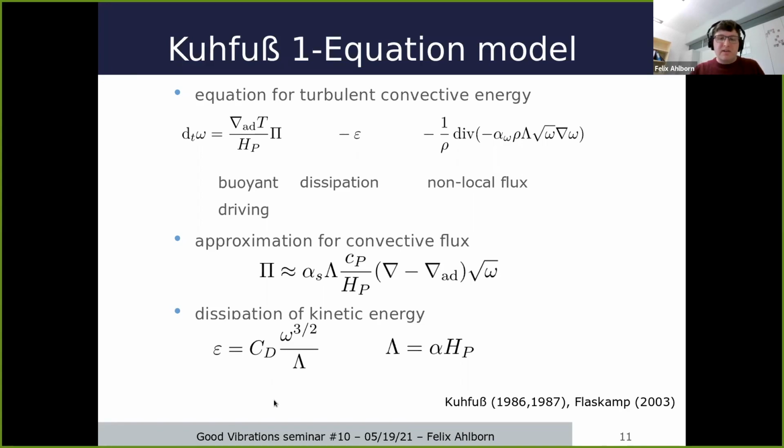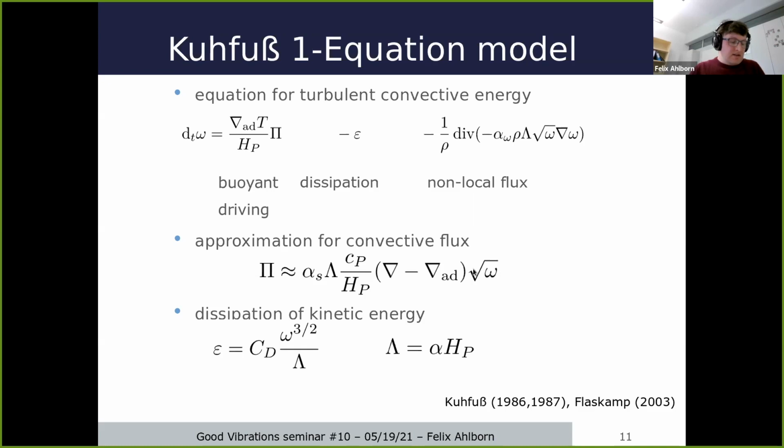And I will discuss the terms now in a bit more detail. First of all, on the left-hand side there is the time derivative of the convective energy, which accounts for the temporal variations of the convective energy. Then there is the first term on the right-hand side, responsible for the buoyant driving, and it contains the convective flux pi. To keep this model as simple as possible, this convective flux is approximated. Kuhfuss has modeled this flux proportional to the temperature stratification, nabla minus nabla adiabatic. If this looks familiar to you, this is a very similar expression as in the mixing length theory, actually.